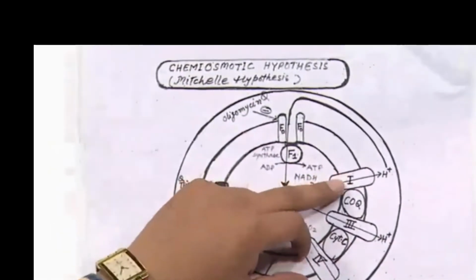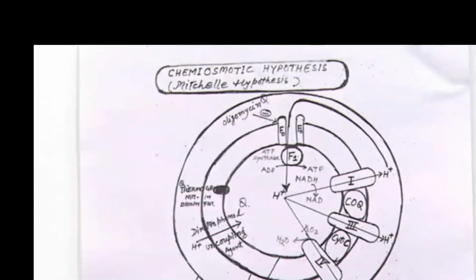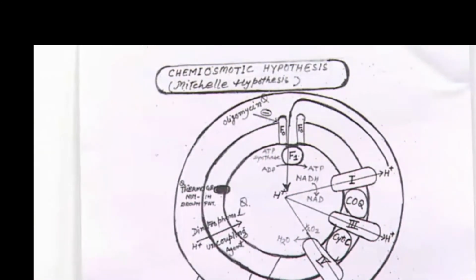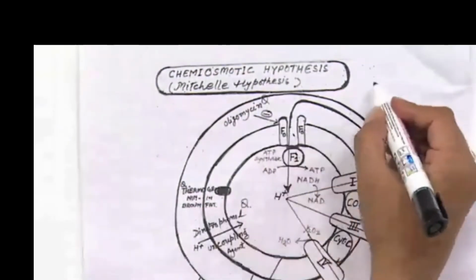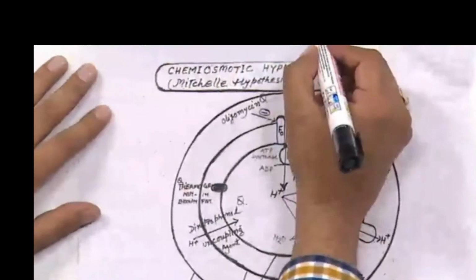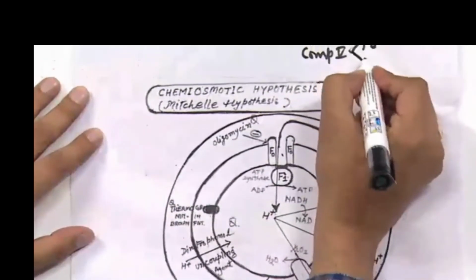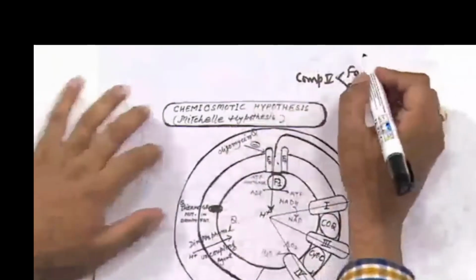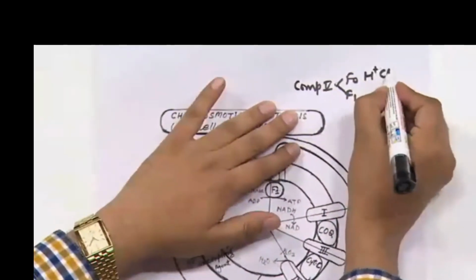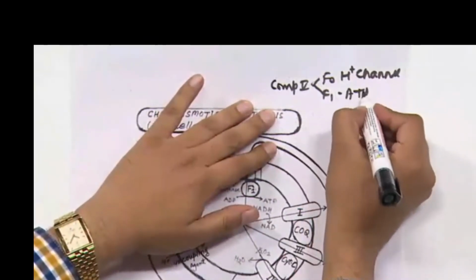These are enzyme complexes: complex first, complex third, complex 4. Complex second is also present at the inner mitochondrial membrane but is not shown in this diagram. This is complex 5, having two subunits, F0 and F1. F0 is the H+ channel and F1 has ATP synthase activity.